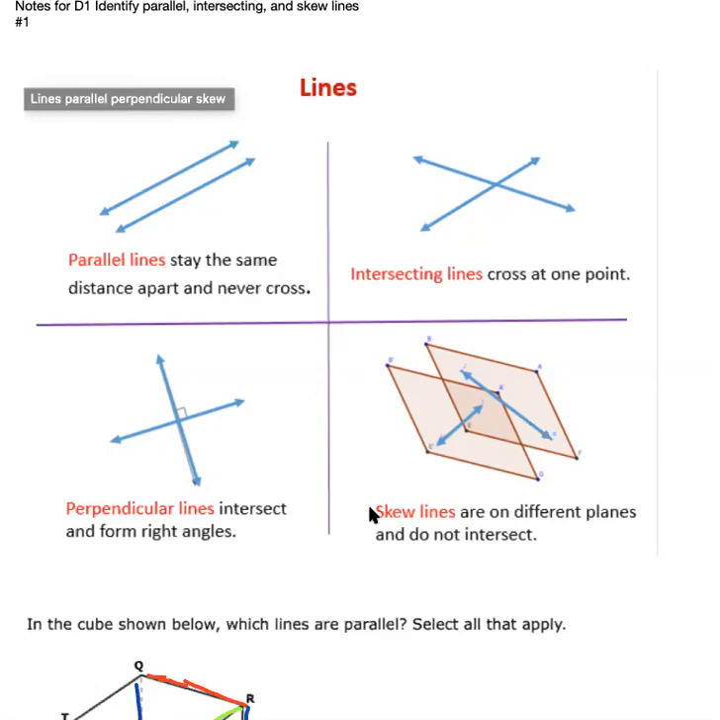Skew lines are on different planes. They do not intersect. So for example, on this one, this line is on this plane here going somewhat left to right, kind of vertical. And then this line here is going a different direction as well.